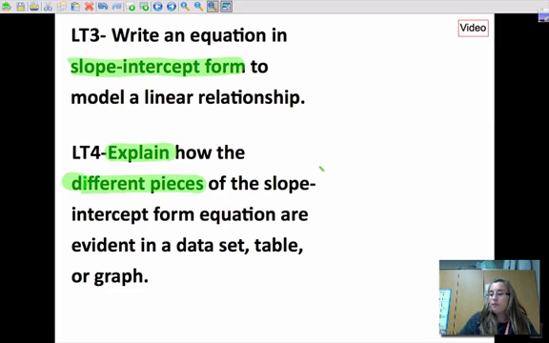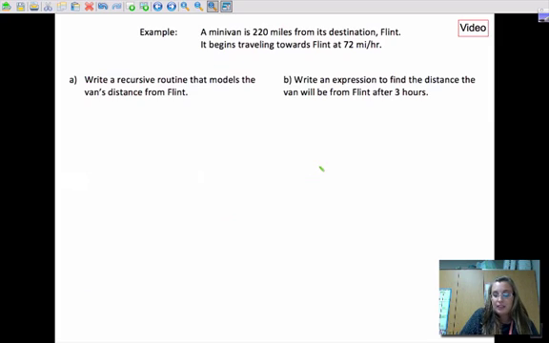So actually this time we're going to start off with an example and then we're going to go back and define a couple things. I want to show you kind of where that slope-intercept form equation that you might have heard of before comes from. So we're going to talk about an example first.